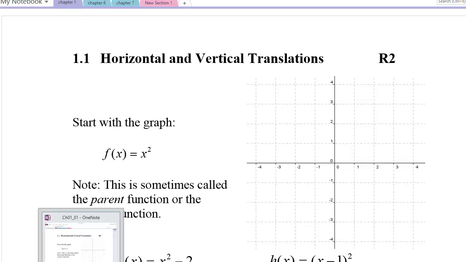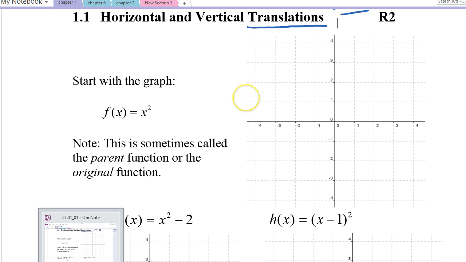Alright, and welcome to 1.1 Horizontal and Vertical Translations. So just as a reminder, the word translation is a shift. And there's two types of shifts. There's the left and right, and there's the up and down. So we'll see how that works.